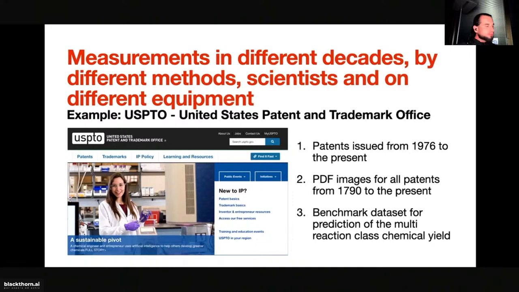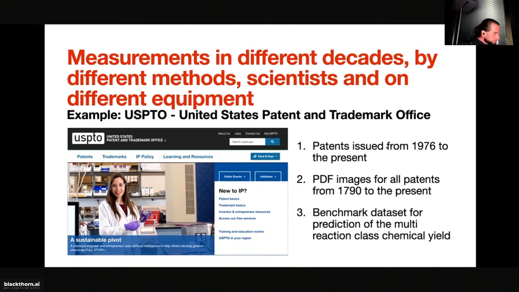A good example of a huge timeline of records is USPTO. USPTO is the United States Patent and Trademark Office. It's a set of patents of the US office. Here is its landing page. This database contains patents issued from 1976 to the present in the form of text, and PDF images of all patents from 1790 to the present time. Why am I talking about this data set? Because it serves as a benchmark for predicting chemical yield in the case of a multi-reaction class data set. It means your data set consists of reactions that represent different mechanisms and different reaction classes.